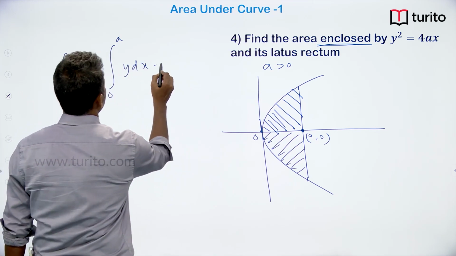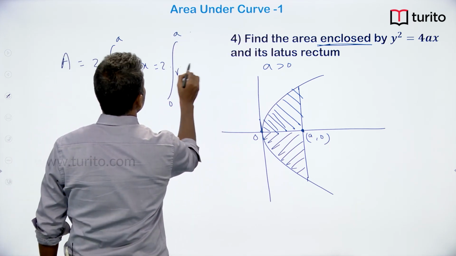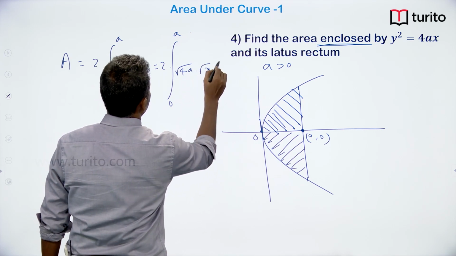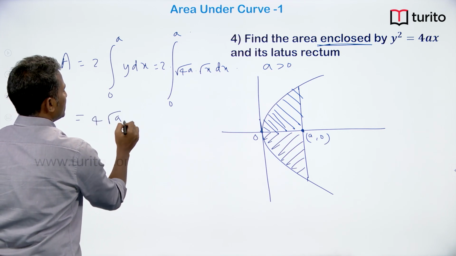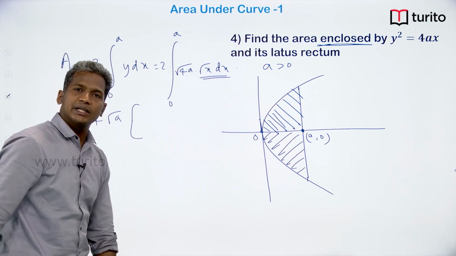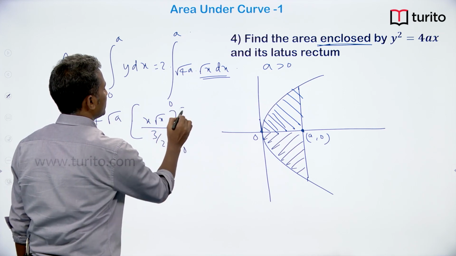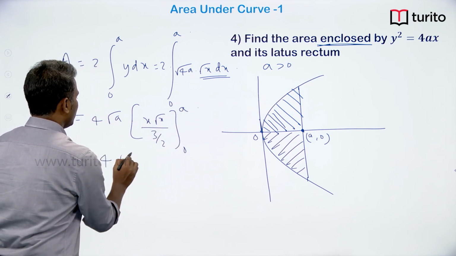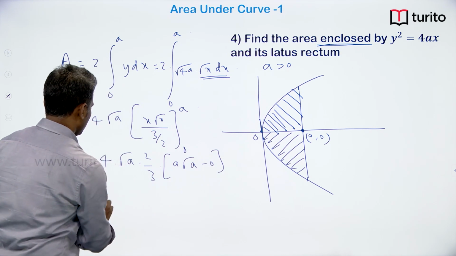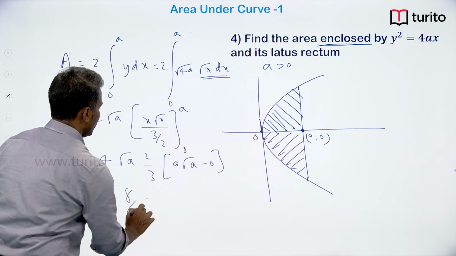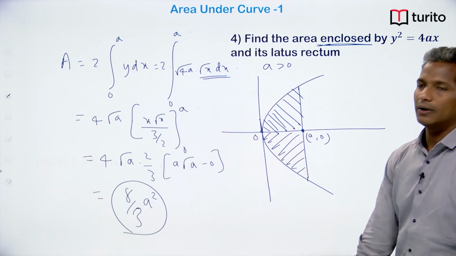Further, 2 into the integral from 0 to a, in place of y we can write root of 4a into root of x dx. So further when I simplify, I will get 4 into root a into, what is the integral of root x? It is x root x divided by 3 by 2, limits going from 0 to a. So this is going to give me 4 into root a into 2 by 3 into a root a minus 0. So further it will be 8 by 3 into a squared. So this will be our required area. This way we can calculate the area.